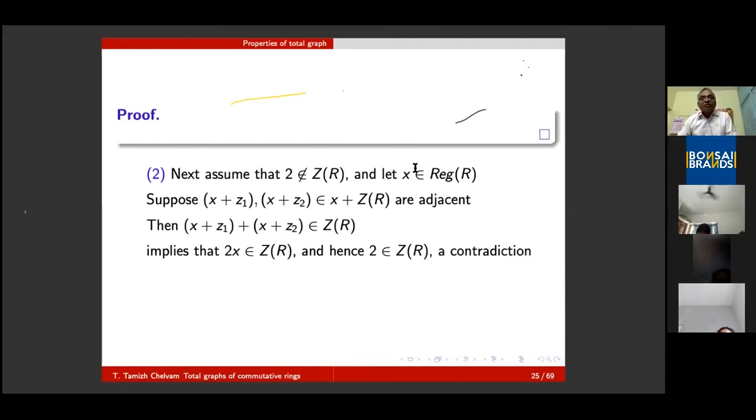Please note that in the beginning I told you, whenever Z of R is an ideal, it is a union of prime ideals. Thereby, it is a single ideal. It is not only an ideal, it is a prime ideal. 2x is in Z of R. Either 2 must be in Z of R, or x must be in Z of R, but both of them are not there. Therefore, a pair of elements of one coset are not adjacent. So please note that if I take one particular coset, no pair is adjacent.